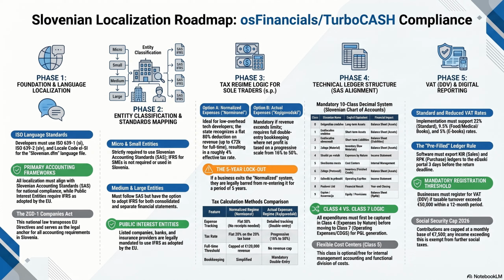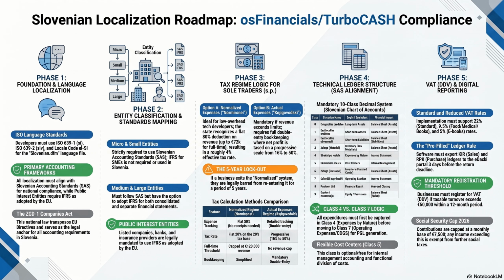Let's say you start as a normiranci enjoying that flat rate, but then your business booms. You need to hire employees, lease an office, your actual overhead skyrockets. Right. At that point, you decide to exit the normalized system to track your actual massive expenses. If you do that, you are legally locked out from re-entering the normalized system for 5 full years. Wow. A 5-year penalty box.